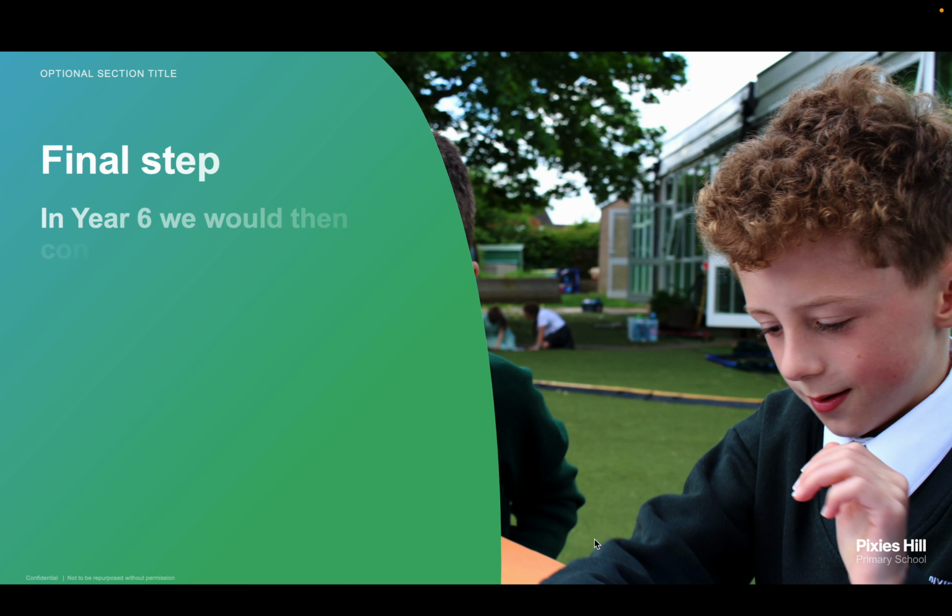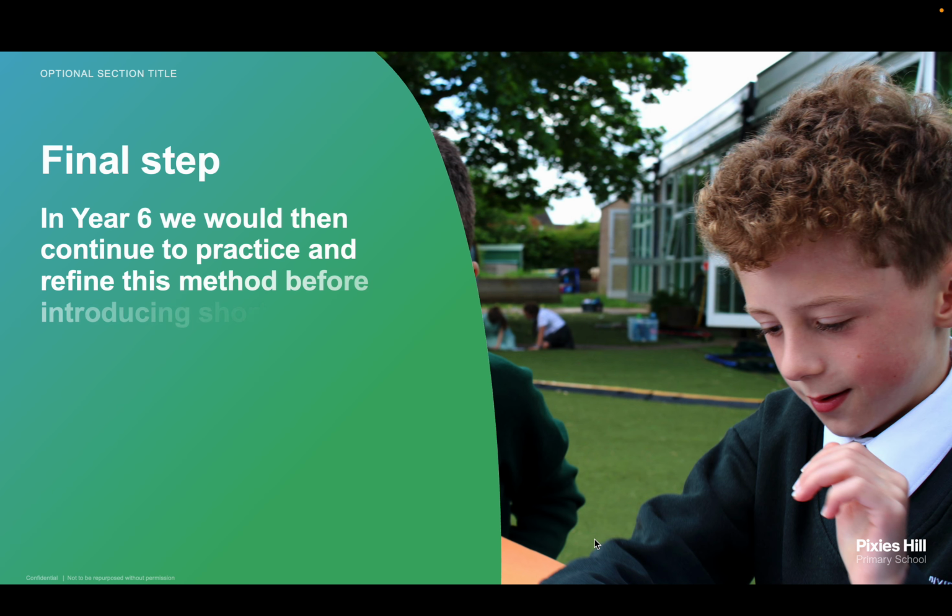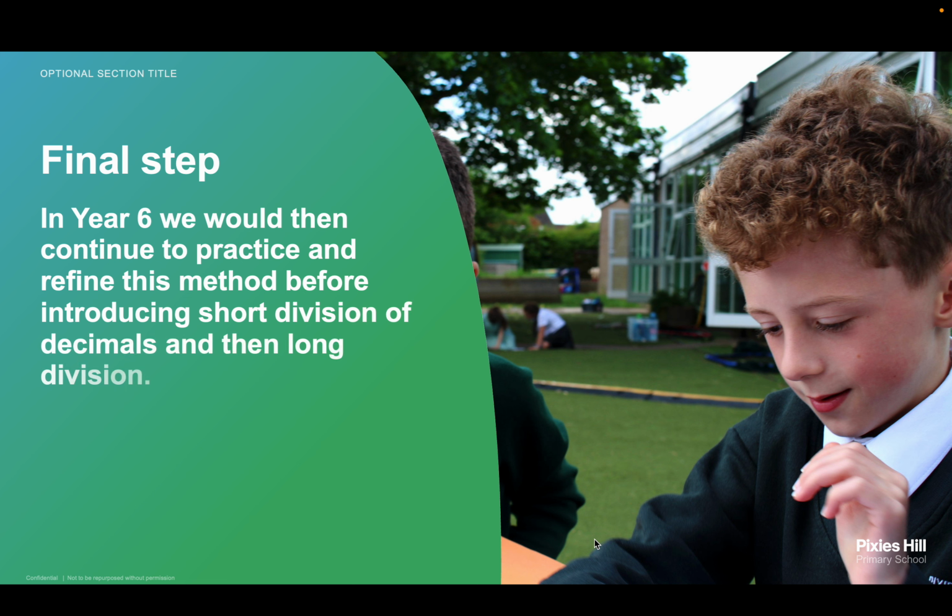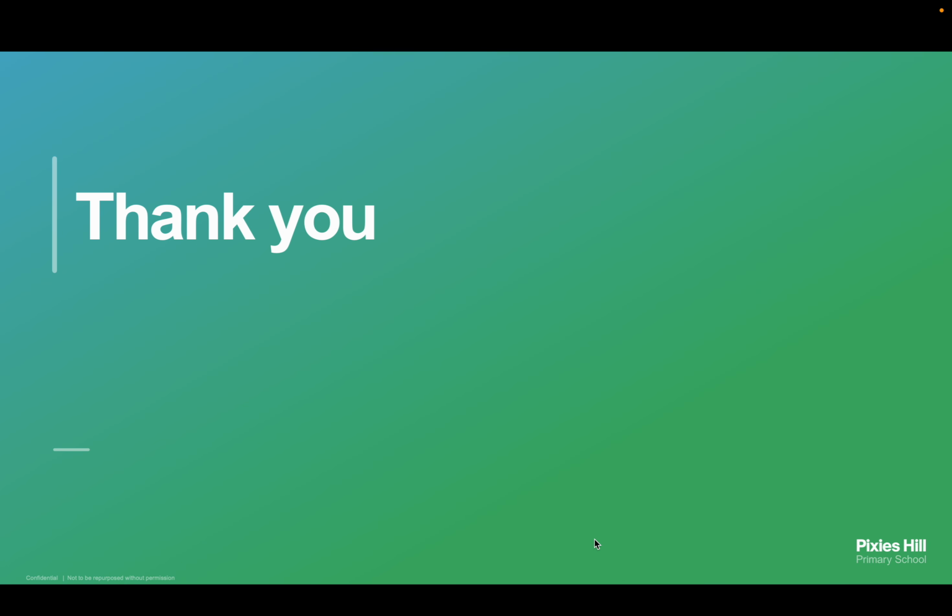As the children move to Year 6, we would then continue to practice and refine this method, removing the pictorial support and moving to abstract representation. Once secure and through the teaching of decimals, we would look at how to convert remainders to decimals before moving on to long division.